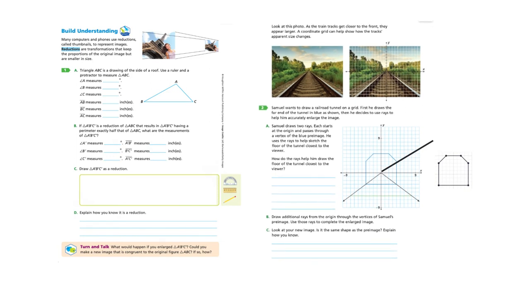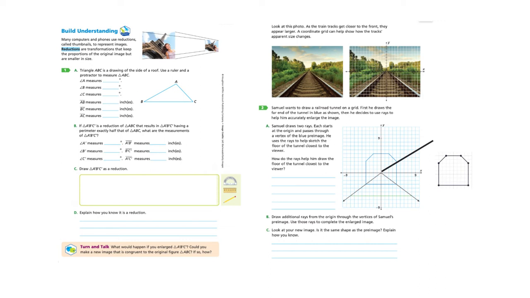So if I draw from the origin out through the ray, I can do that for any of these vertices here. I can draw from here through this vertex, and to each one. And so they want you to draw those additional rays from the origin through the vertices of Samuel's preimage.